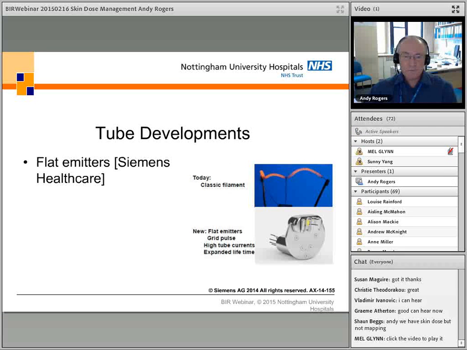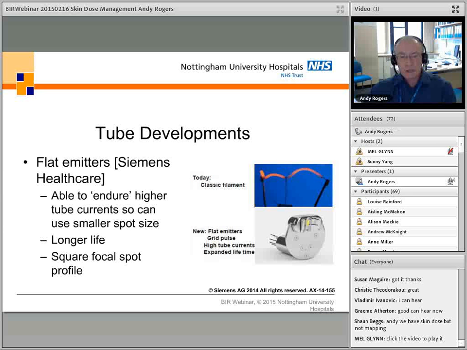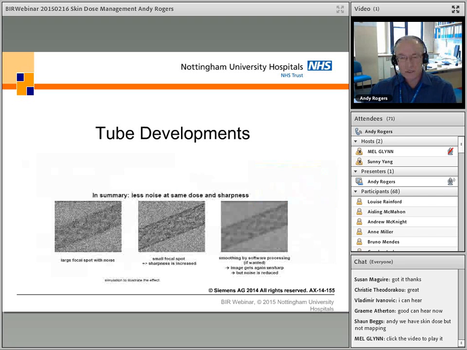In terms of tube developments, I'm going to roll through this quite quickly because we're running out of time. We've got flat emitters coming out now from Siemens, which is put on the, I think, the Artis Q. That's where you get the better tube. So you can get higher tube currents at a smaller focal spot and a square focal spot profile. So you get the same limiting resolution in both directions. This has the following types of effect.